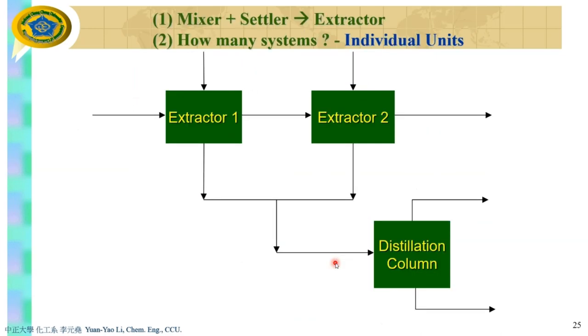Okay. So let's make it like this: extractor 1, extractor 2, and distillation column. That's why we call it liquid-liquid extraction and the distillation process. And where do you see this picture? These figures will be on page 89. I think you do have this in the PDF file. No, you don't. So please remember this. This is important.